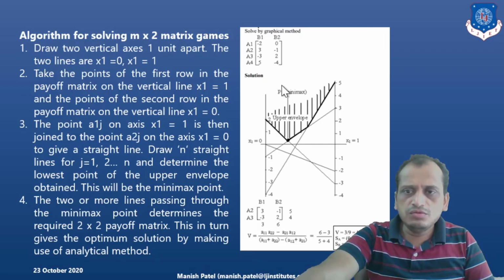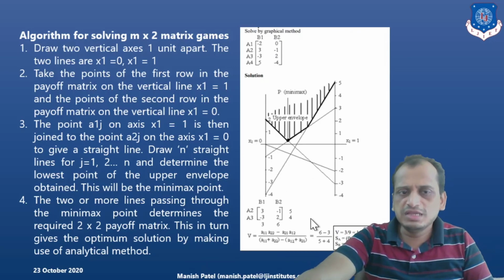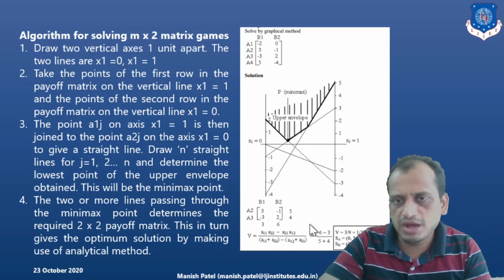Now, here you try to find out the minimax. What do you mean by minimax? You look into the upper envelope. Out of this upper envelope, you look for the minimum value. That is this point here. Taking into consideration this and this line and neglecting other lines, we can find out the value of game. Here we have the intersection of A2 and A3, and we have neglected the other lines. Finally, we can easily get the value of game as 1/3.